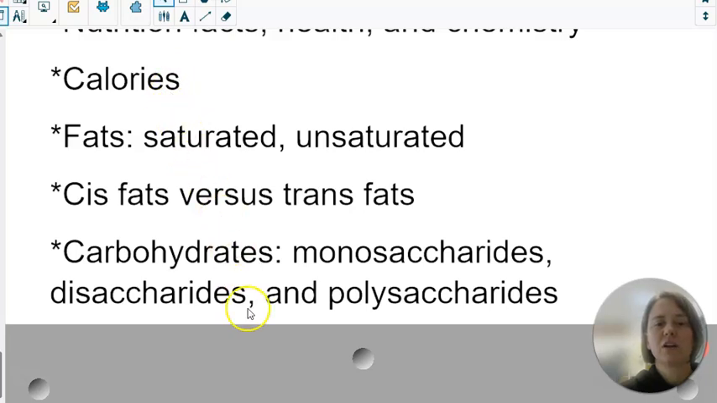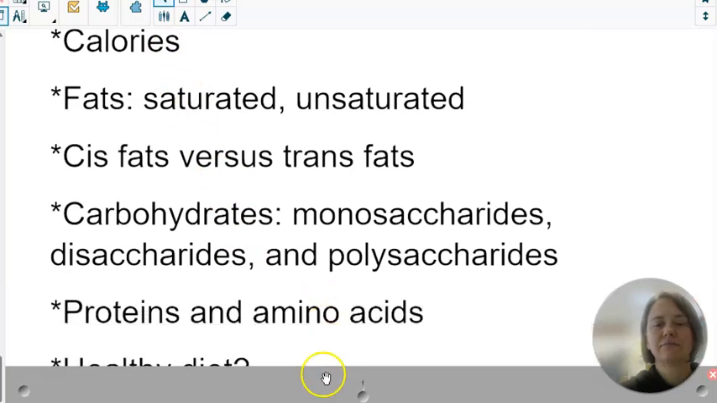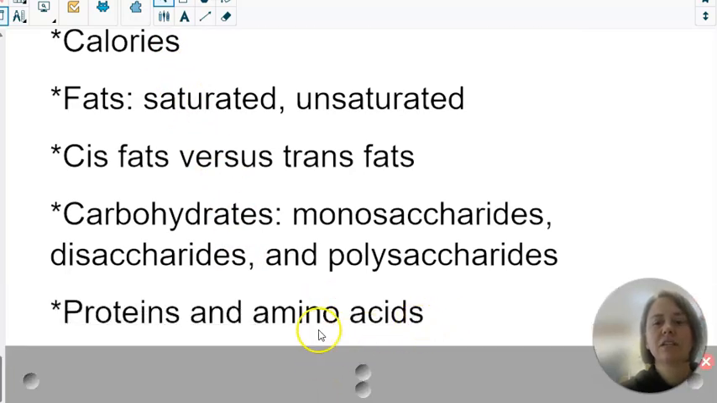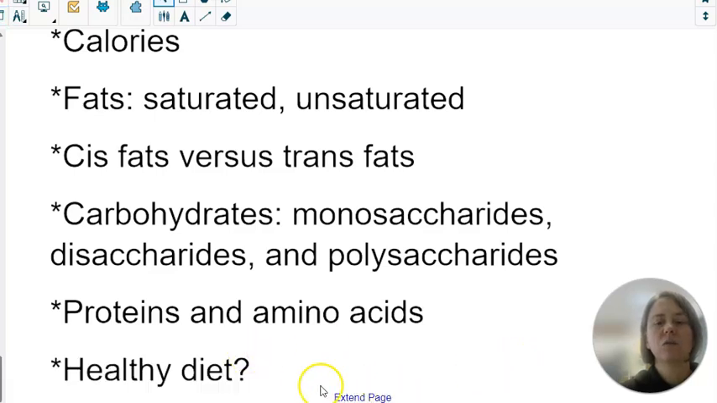Please make sure you're writing all of these down. Proteins and amino acids. How are they related? And finally, what do we need to know about a healthy diet?